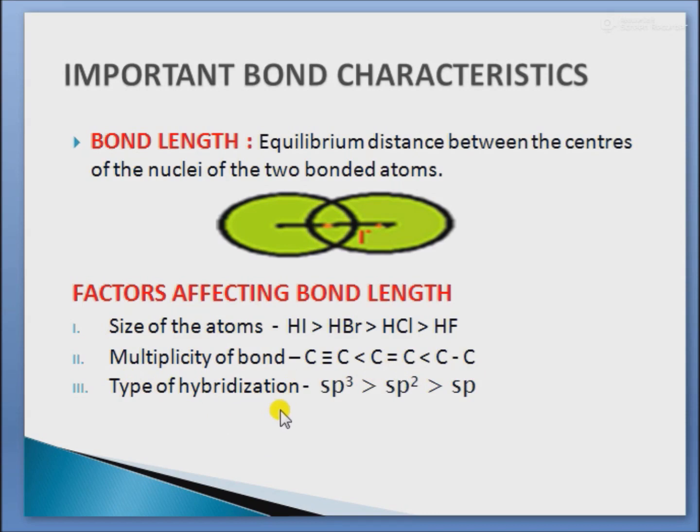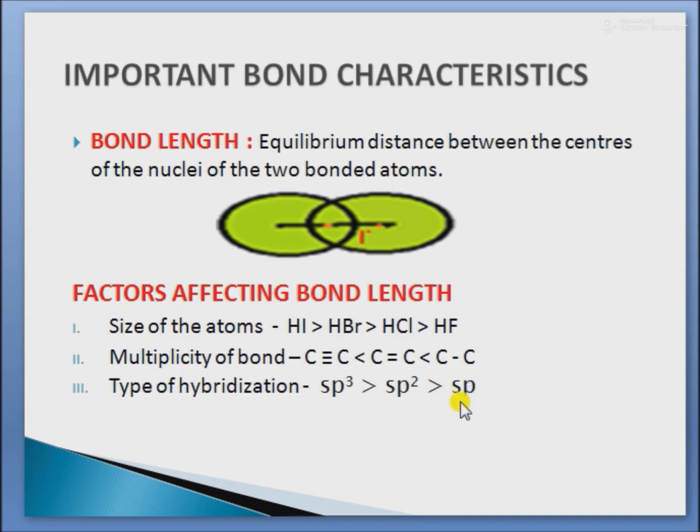Next is the types of hybridization. In this case, as the s orbital is smaller in size, it is spherical in shape. Greater the s character, shorter is the hybrid orbital, and hence shorter is the bond length. For example, in case of CH4, CH2 double bond CH2 and CH triple bond CH, sp3, in which s character is 25%, in sp2 it is 33%, and in sp it is 50%.